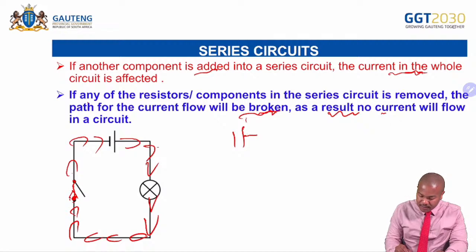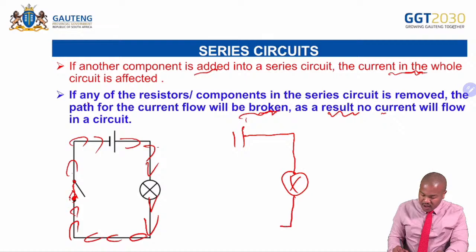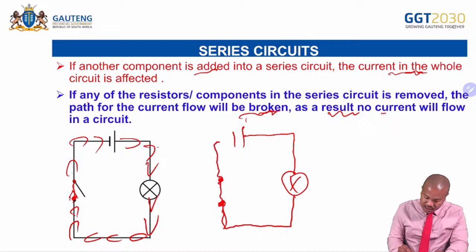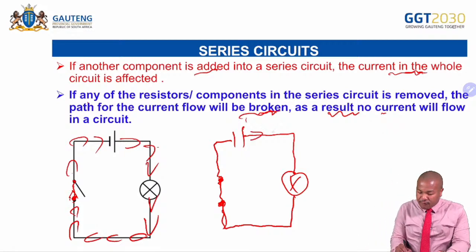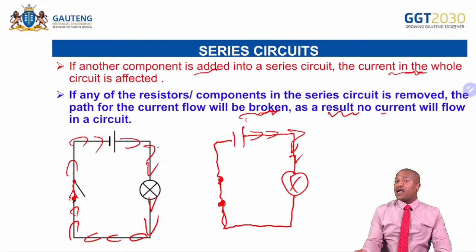We have a cell and we have a light bulb. We have wires connected to it. And yes, this is a closed switch so that the electrical current is able to flow. So what happens here? There is a flow from the positive terminal to the negative terminal of the cell.